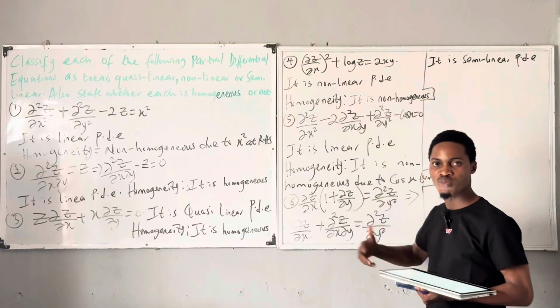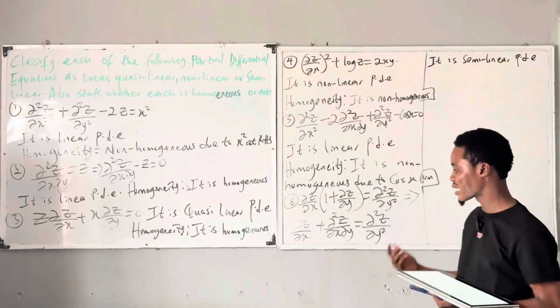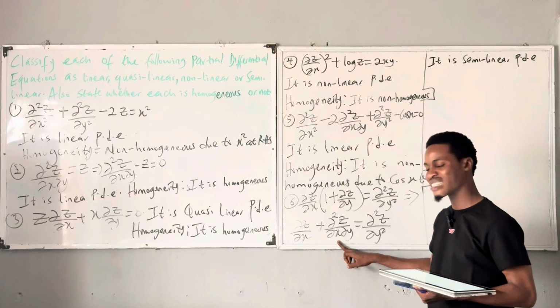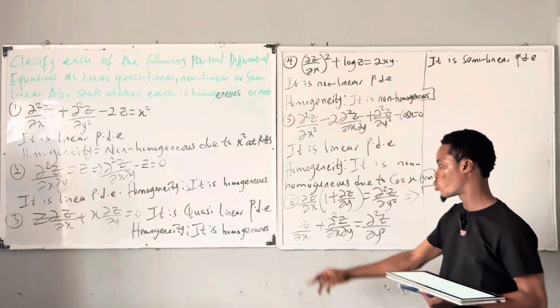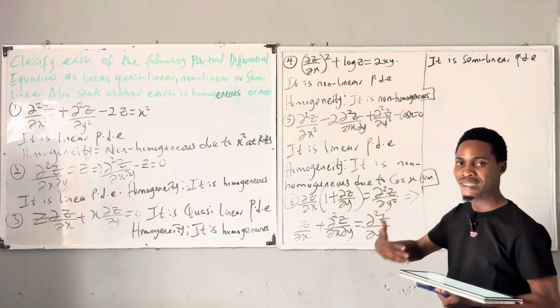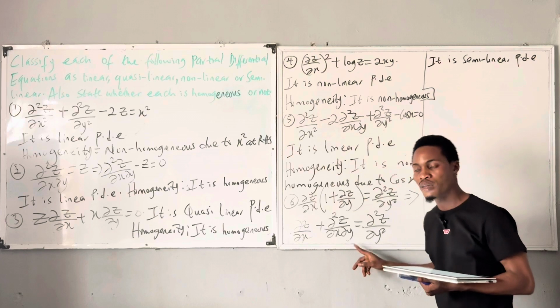And it must be multiplied with what? The coefficient of z must be a function of x and y. That's why we have this one as semi-linear. Suppose it is multiplied with z here or another x here, so we have independent and dependent variables, we classify it as quasi-linear. So it is a semi-linear PDE.